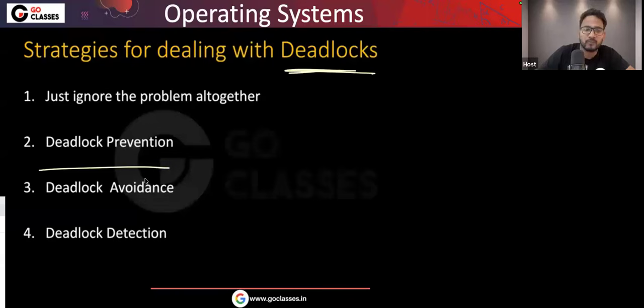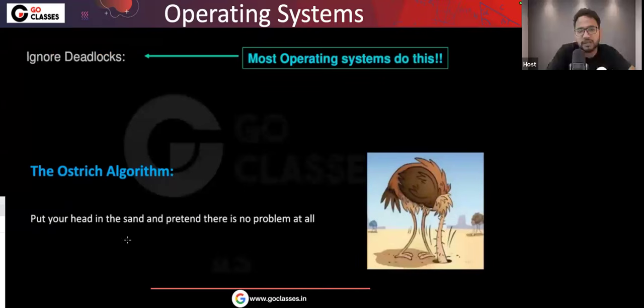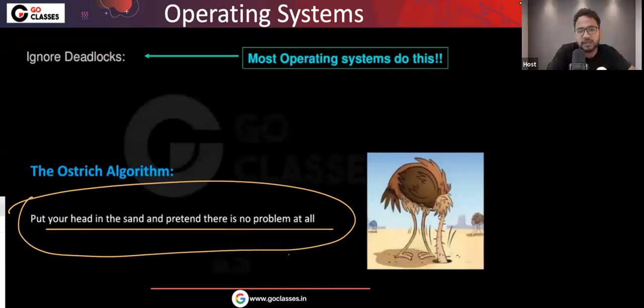So the first solution is to just ignore the problem altogether, which means we do not care about the deadlock. Just ignore the problem and pretend that deadlock can never occur. If it does occur, then you can restart the system manually. This algorithm is also called the ostrich algorithm. The ostrich is a bird that puts its head in the sand. So basically, put your head in the sand and pretend that there is no problem at all, right?